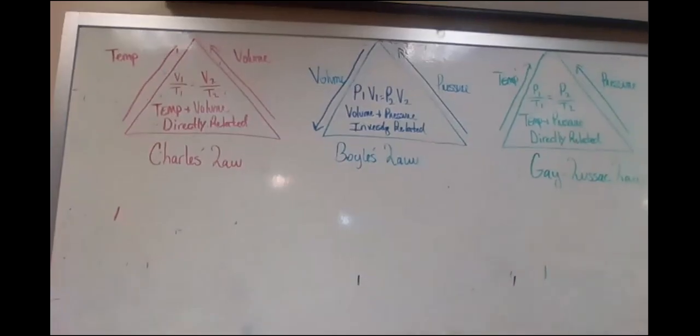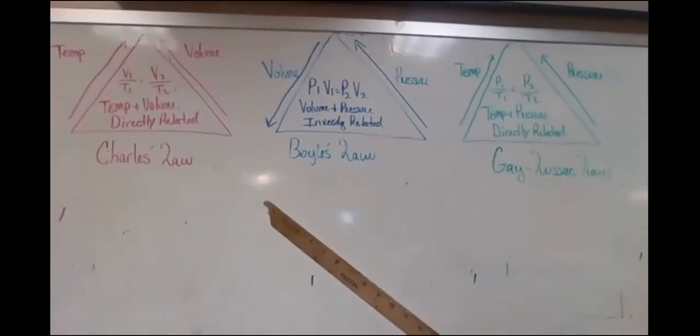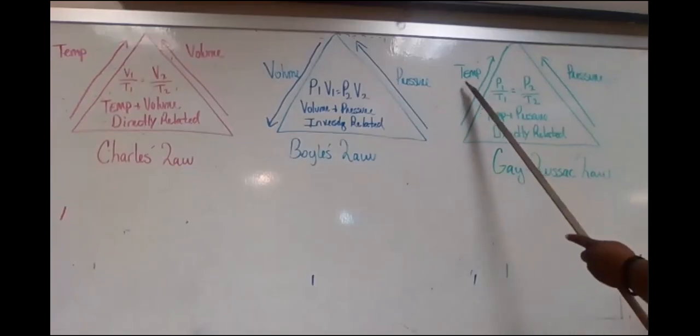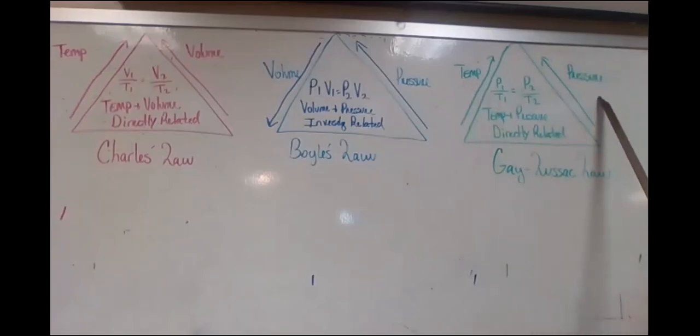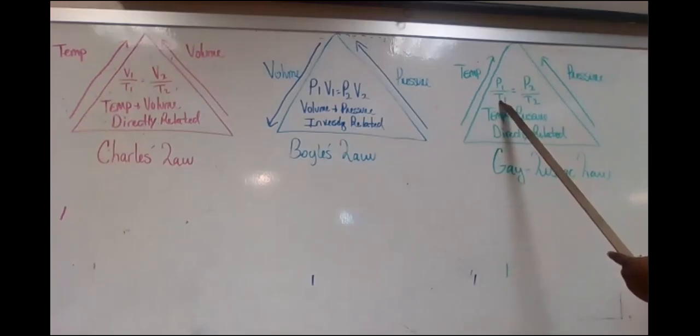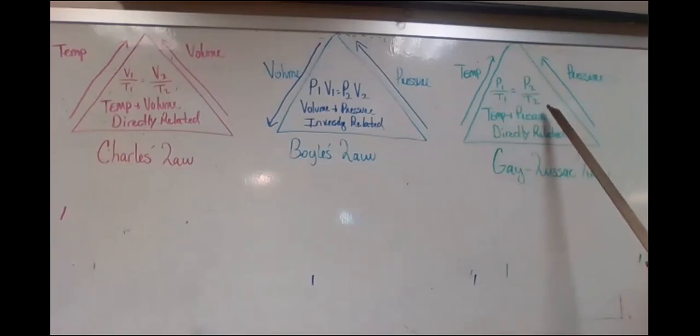And finally, Gay-Lussac. Gay-Lussac says that temperature and pressure are directly related. Therefore, if the temperature goes up, the pressure goes up. If the temperature goes down, then the pressure goes down. Okay? That's signified by pressure 1 over temperature 1 equals pressure 2 over temperature 2.